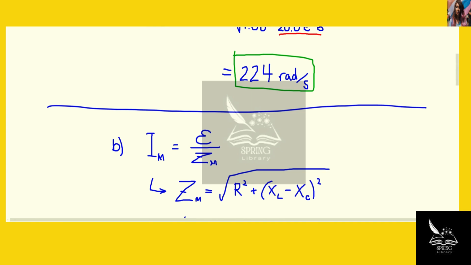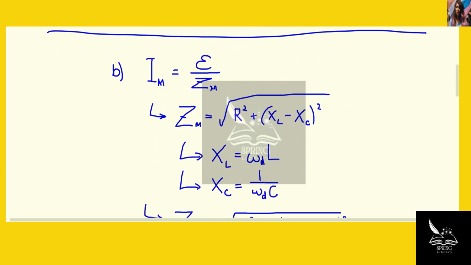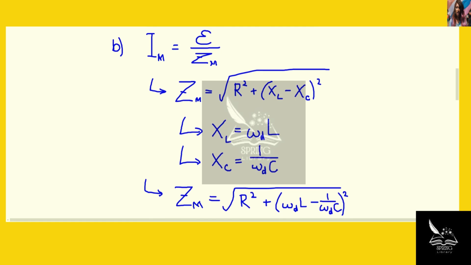formula to do that. The impedance, here marked with a Z, is going to be the square root of the resistance squared plus the reactance of the inductor minus the reactance of the capacitor, quantity squared. The reactance of the inductor is omega d L, and the reactance of the capacitor is 1 over omega d C. So we plug those back in, and at this point we can plug some numbers in.